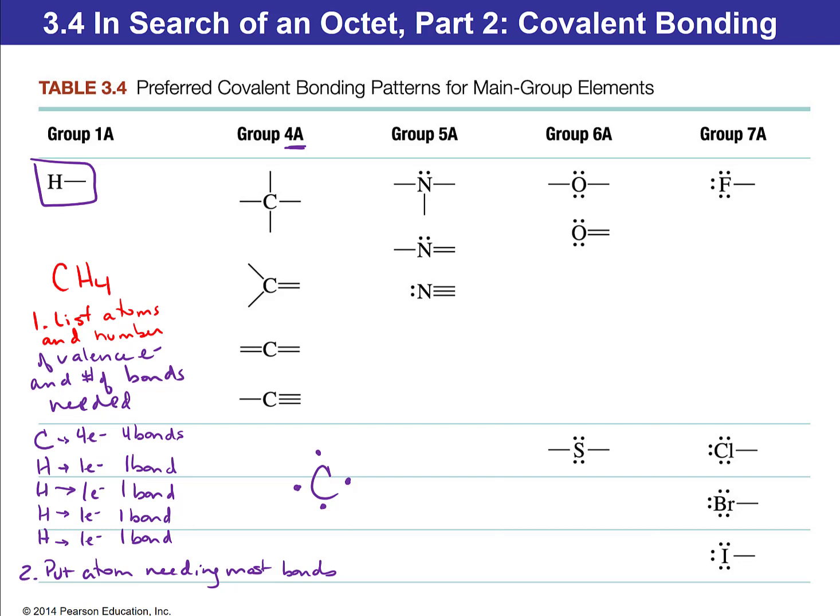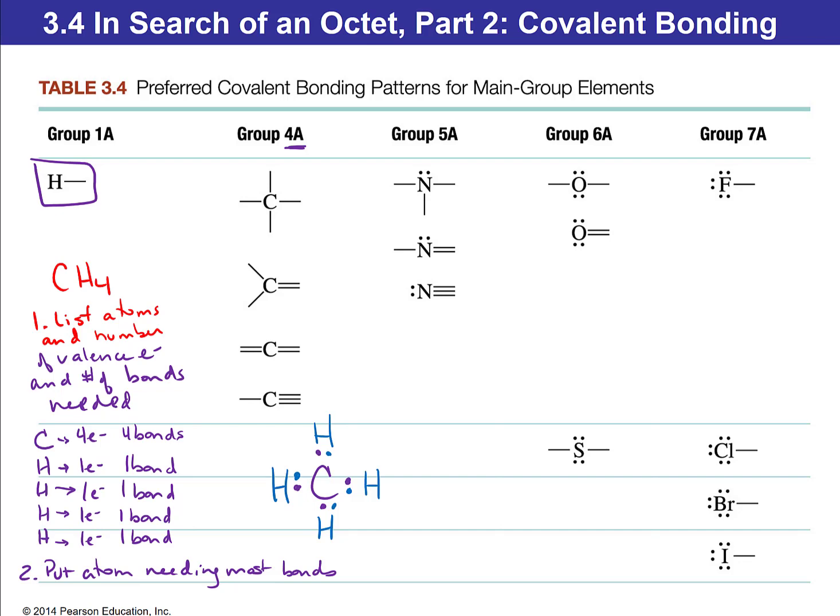Okay, so you put the atom down needing the most bonds. Then you're going to form a single covalent bond with the remaining atoms to try and achieve the octet. So carbon wants 8, each hydrogen needs 2. So I'll go back and change my color. I'm going to put a hydrogen here, and I'm going to pair it. Hydrogen here and pair it. Hydrogen here and a hydrogen here. So in each case, I'm making a single covalent bond between carbon and hydrogen.